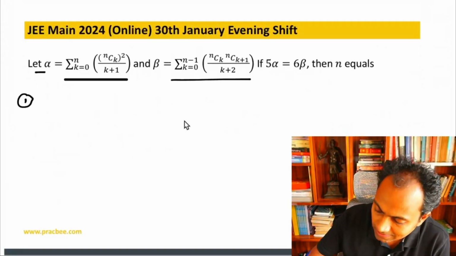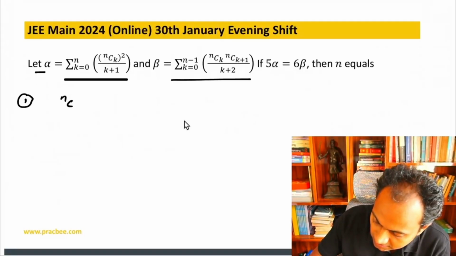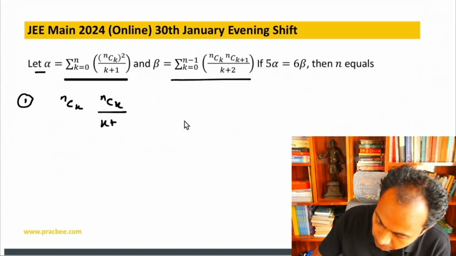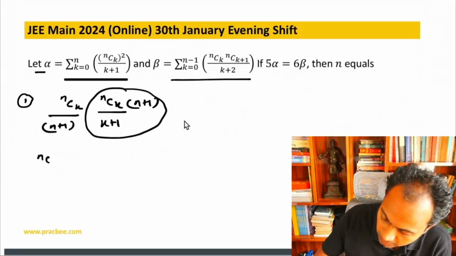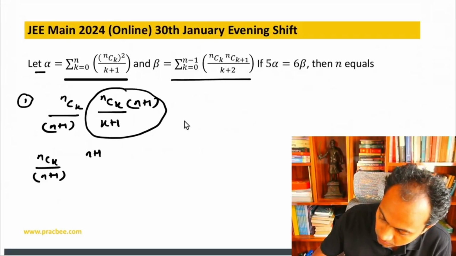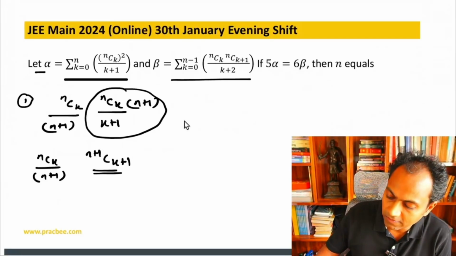So if I write this general term, that is where this story will start. It can be written as nCk by k plus 1. Now if I just multiply and divide by n plus 1, I will be able to apply the formula. This term would in turn be written as nothing but n plus 1 C k plus 1. Now what is the advantage of doing so?